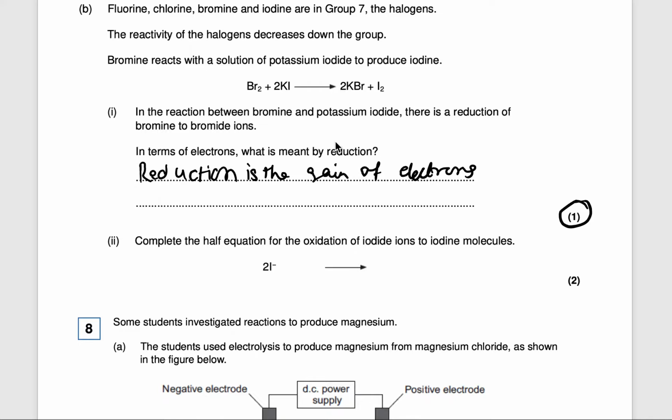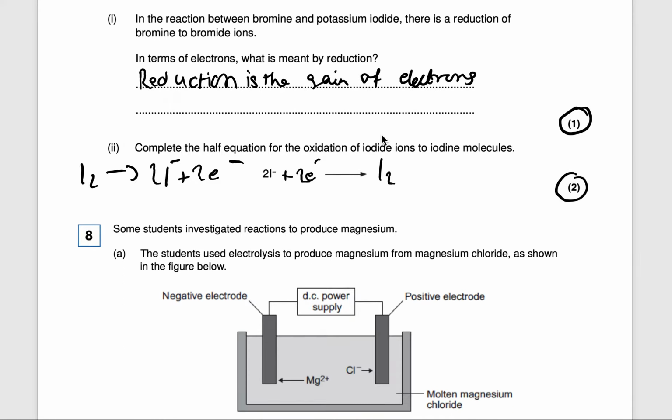Complete the half equation for the oxidation of iodide ions to iodine molecules. Well, there's going to be 2 electrons added and it's going to produce I2. You could have also written that as I2 producing 2I minus plus 2 electrons. Okay, and that will get you 2 marks.